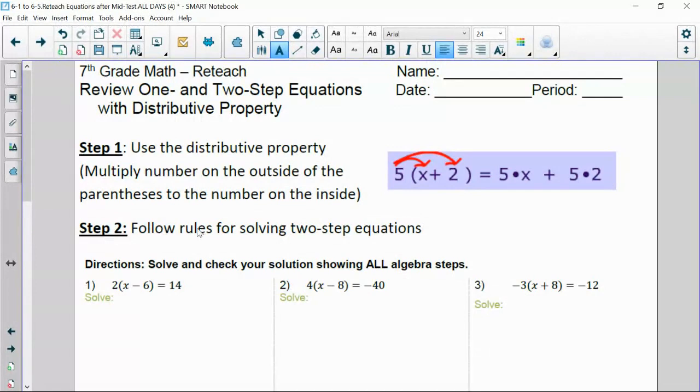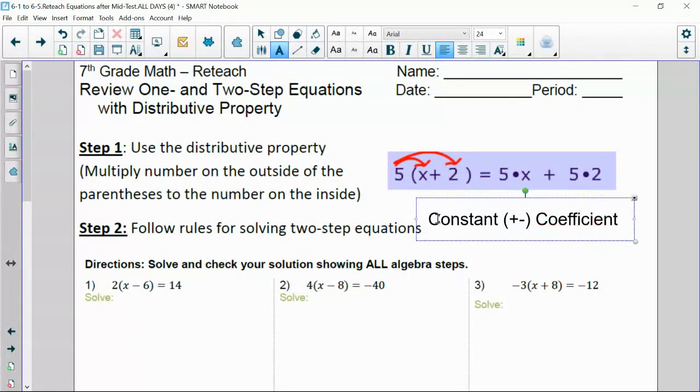Then step 2 is follow the rules of our two-step equations. Those rules, remember, we get rid of our constant, which is any addition or subtraction. Then the coefficient, that's any of your multiplication or division.